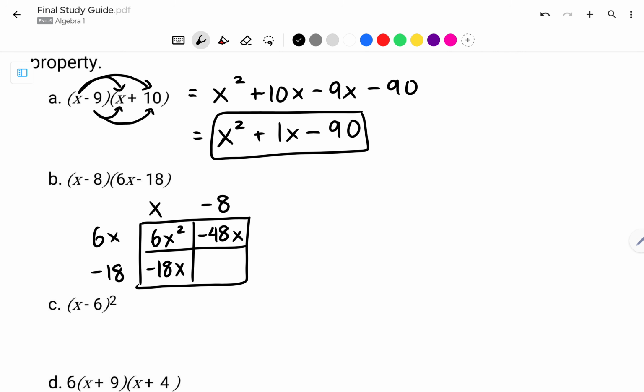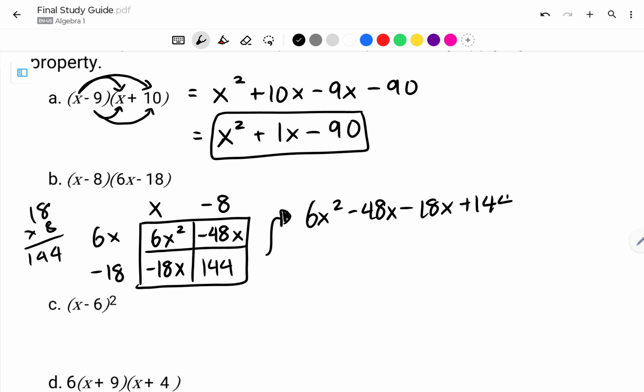Negative 18 times negative 8, that's 144. So positive 144. And then just start adding all of these numbers up together. So we're going to get 6x squared minus 48x minus 18x plus 144. So that should be minus 66x, and then positive 144. That's your answer.